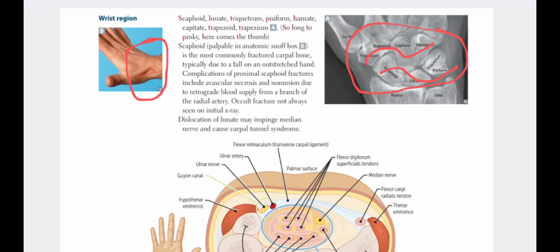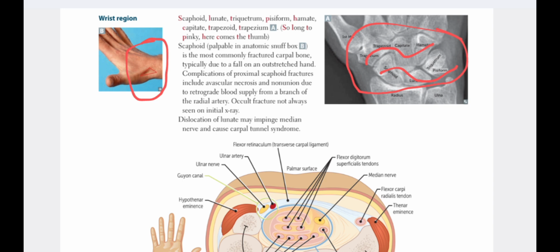So this is an important consideration to remember while dealing with fractures of the scaphoid bone, that a common complication is avascular necrosis and non-union. Occult fractures are not always seen on initial X-ray. For example, if a person falls on an outstretched hand and you do an X-ray, you will not see any fracture at that moment. However, if you repeat the X-ray after 2 weeks, you can see a proper fracture. So you need to repeat the X-ray if you're suspecting a scaphoid fracture.